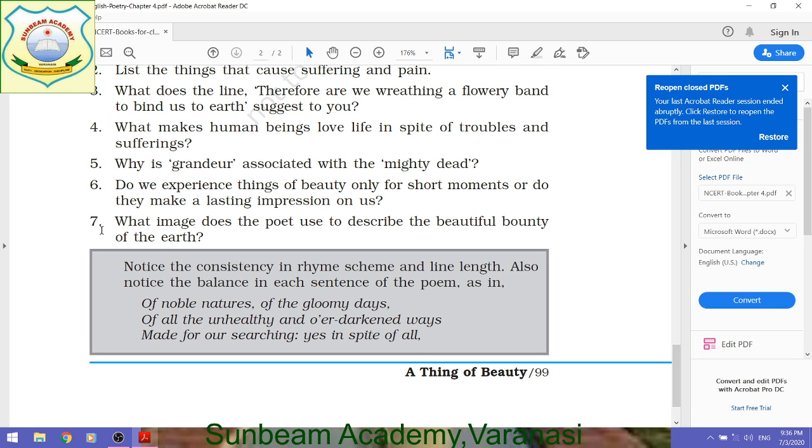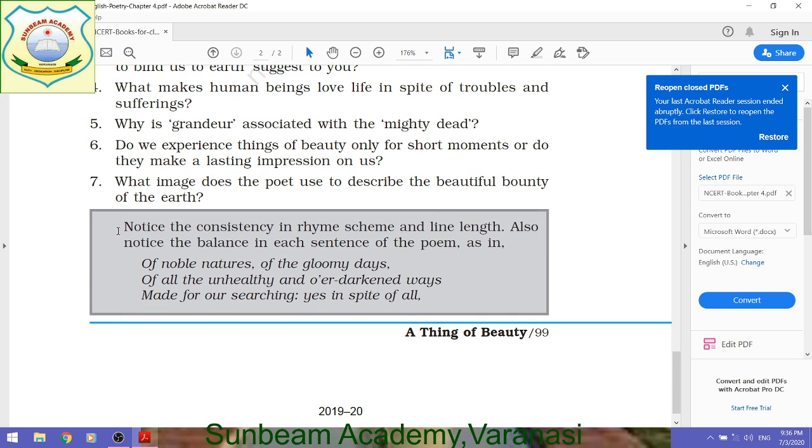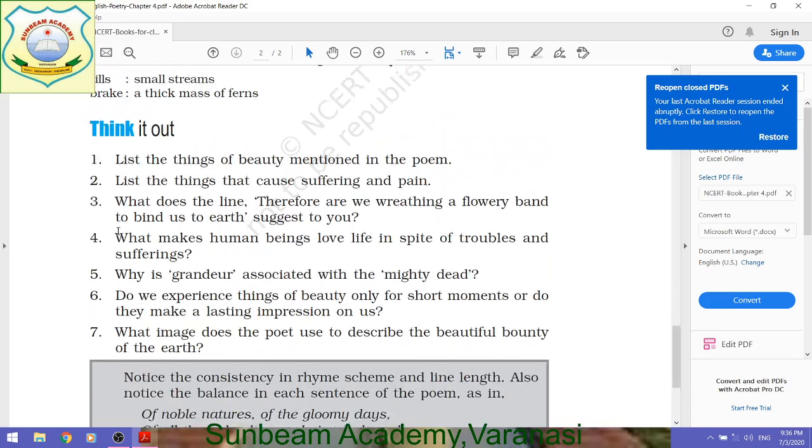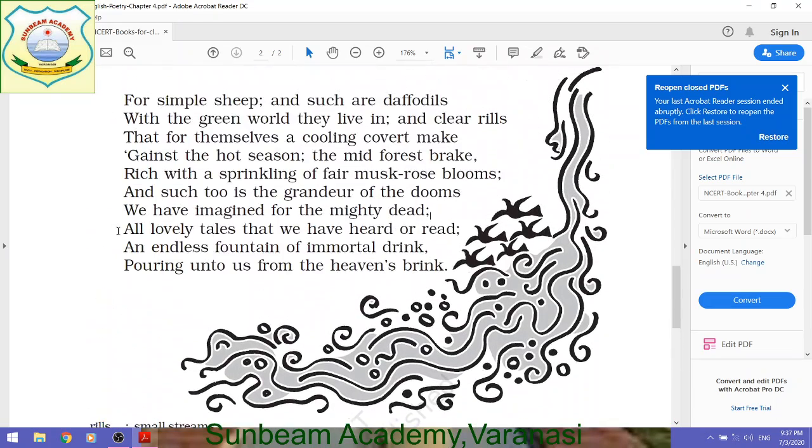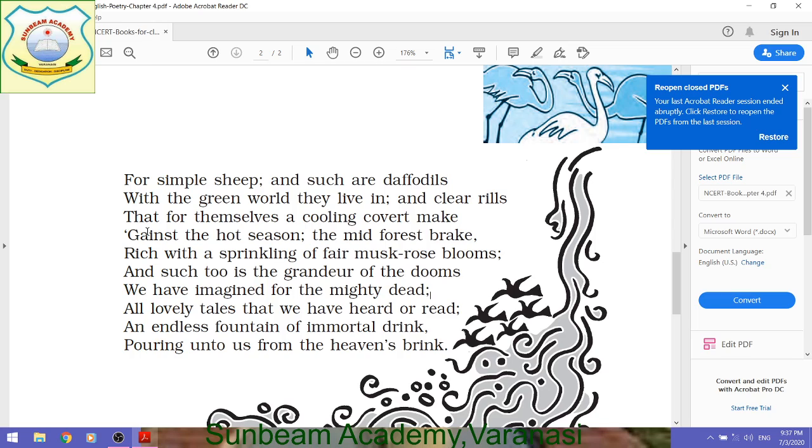And the beauty of daffodils, reels, musk roses has been described using very suggestive, sensuous, rich images, and these are equivalent to the immortal drink which is present in the heaven. So in this way you can write that answer in your own way, so that it could be understood properly. So all the important things we have covered, I think.